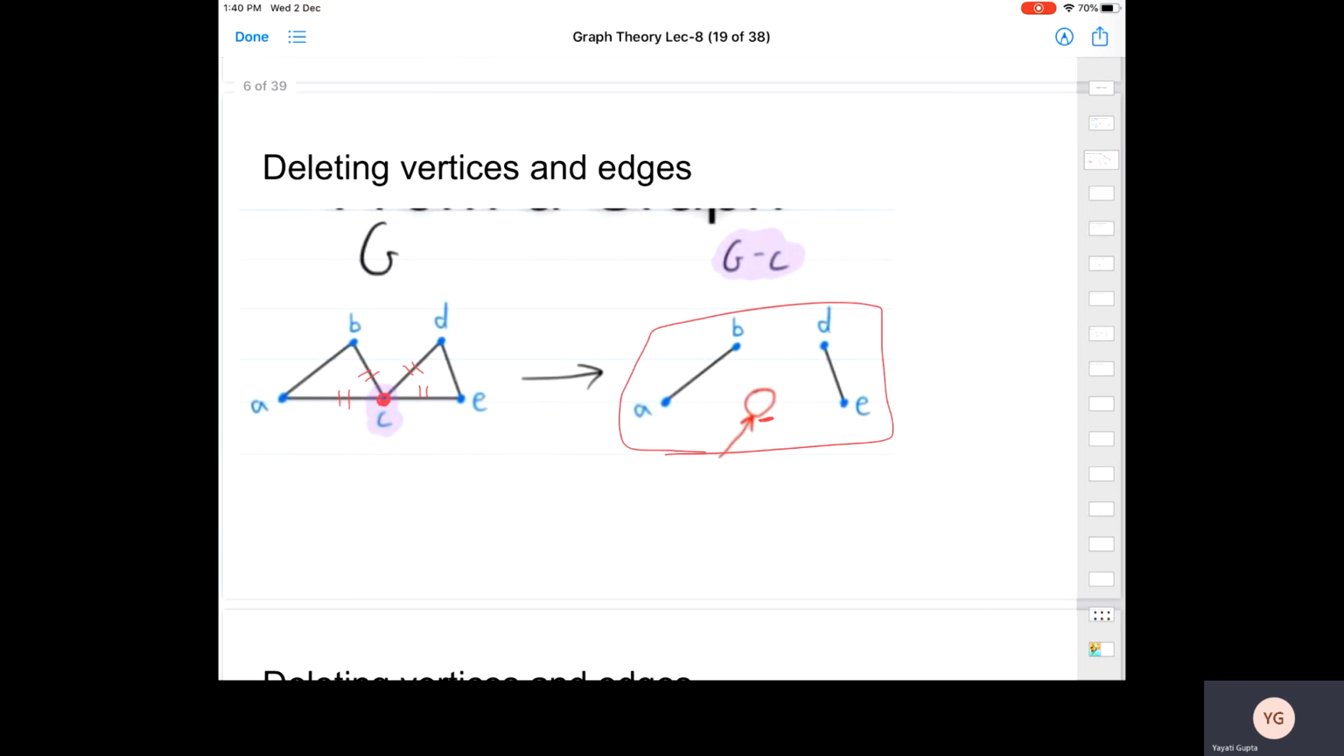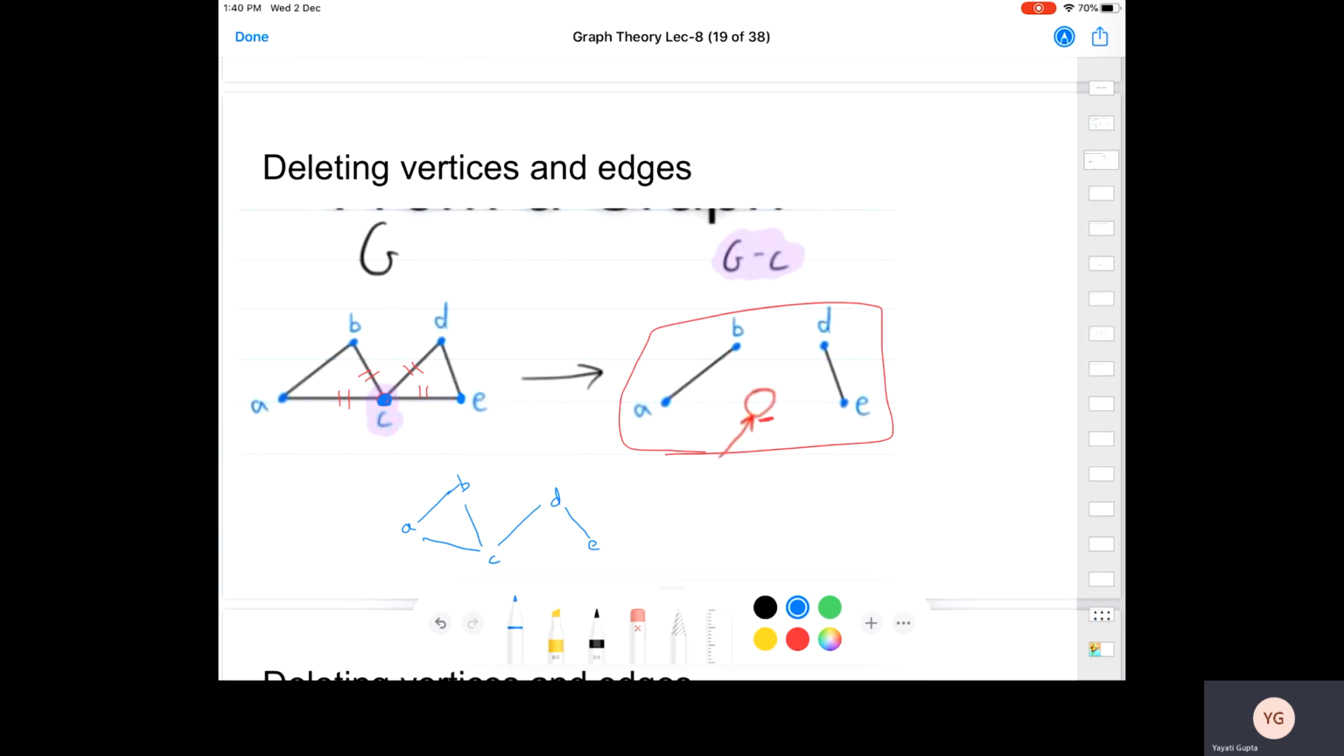And how do you delete an edge from the graph? Assume that instead of deleting this vertex C, let's say C has some quarrel with this node E here, and both of these nodes decide to break their friendship. So this edge CE is going to be deleted. What will be the new graph? When you delete an edge, no vertex is deleted from the graph, only that particular edge is deleted. So this becomes your new graph.